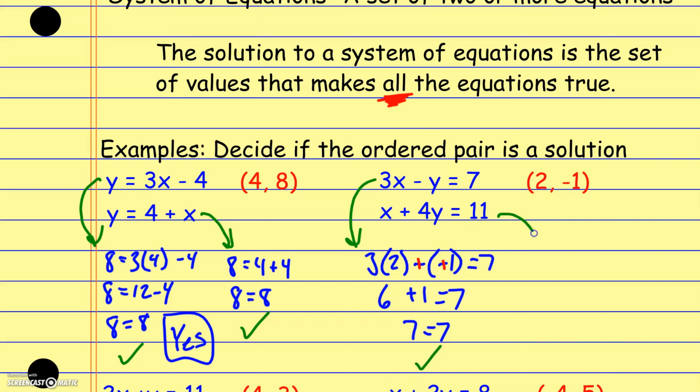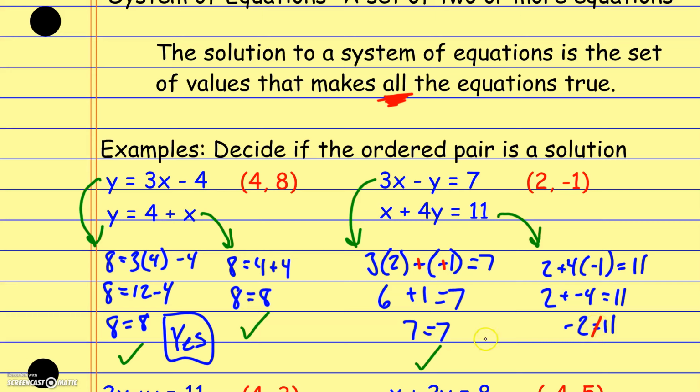I have to plug it into the other equation. So I'm going to have x, which is the 2, plus 4 times the negative 1, and I want to see if that equals 11. It gives me a negative 2 instead. So I get negative 2 equals 11, which is a ridiculous statement. Of course, negative 2 does not equal 11. Those are not equal. So therefore, this is not a solution to the system.